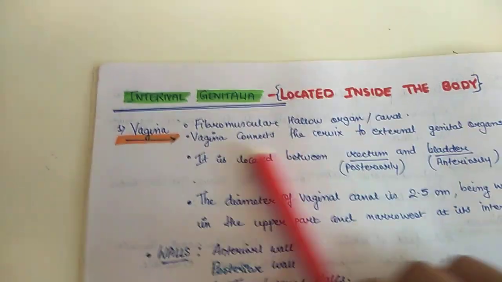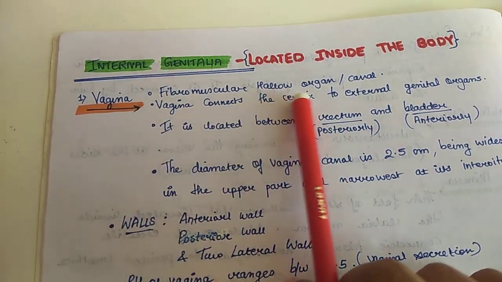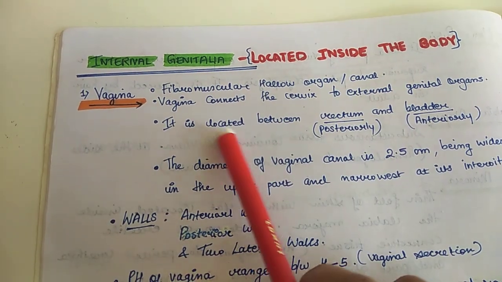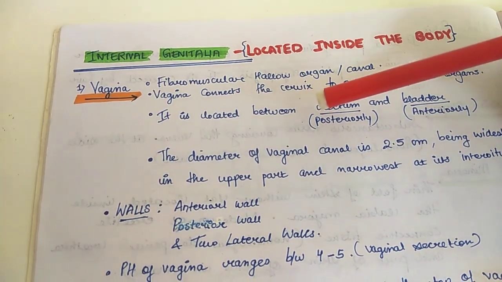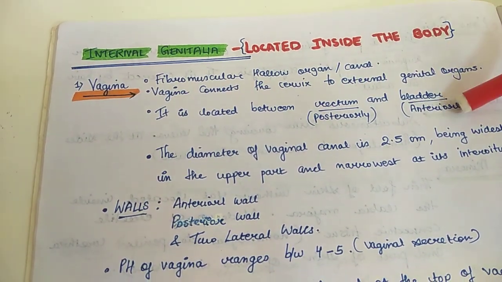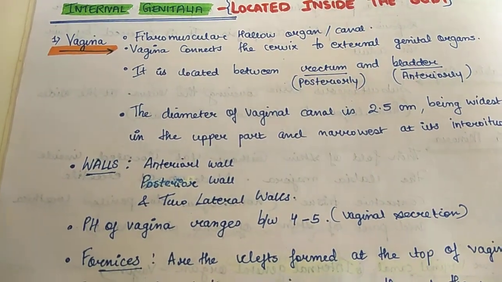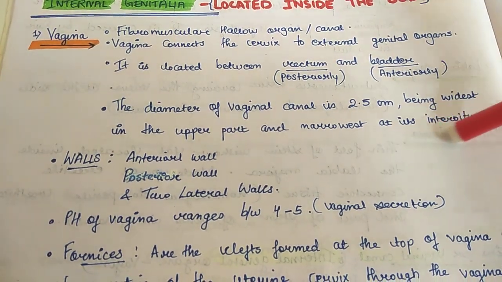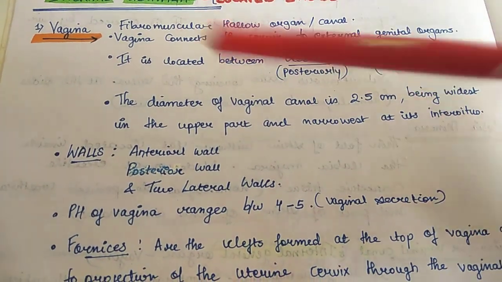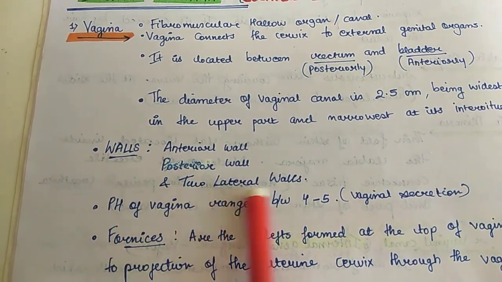Let's move on to the internal genital organs, which are located inside the body. Vagina is a fibromuscular hollow canal. Vagina connects the cervix to the external genital organs. It is located between the rectum posteriorly and the bladder anteriorly. The diameter of the vaginal canal is 2 to 5 cm, being widest in the upper part and narrowest at its introitus. And the walls of the vagina include the anterior wall, posterior wall and 2 lateral walls.